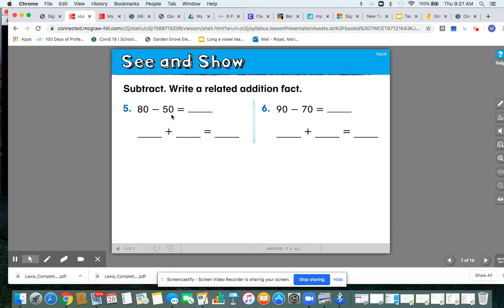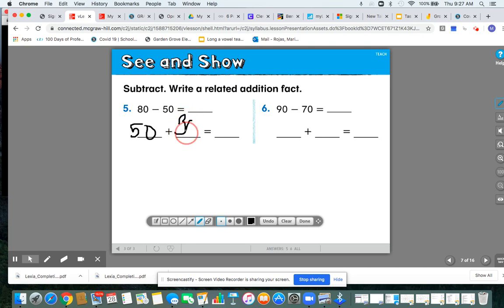Number 5. So here I have 80 minus 50. Before I do this subtraction problem, I want to think that I know that 50 plus a number, what gives me 80? I know that 50 plus 30 gives me 80. Wow, I just used math because for me, addition is a lot easier. So I just used this addition problem to solve my subtraction problem a lot quicker.